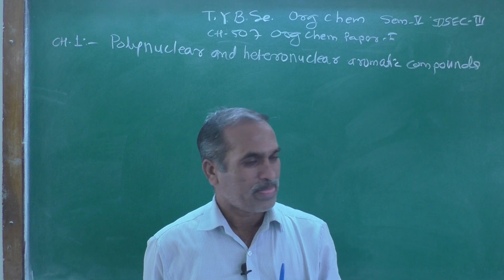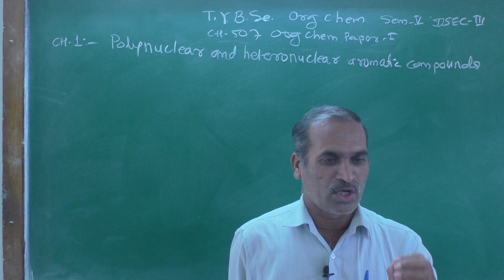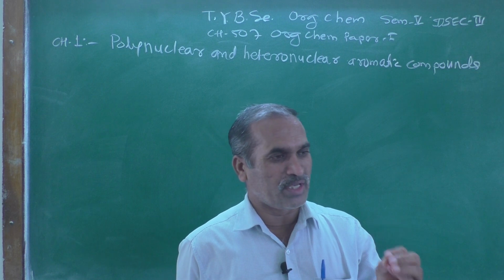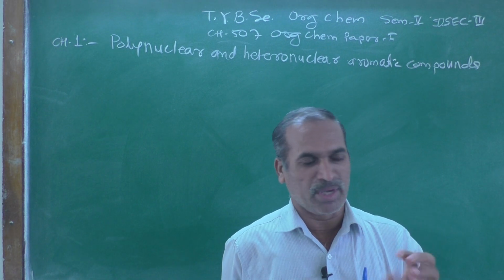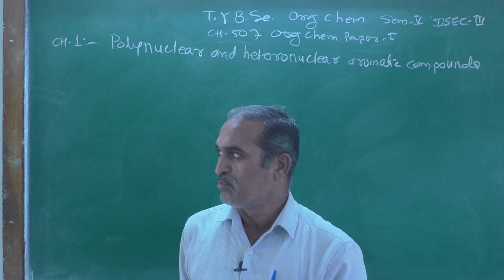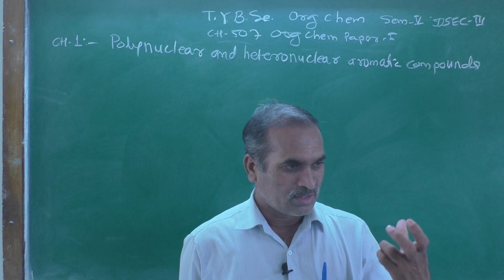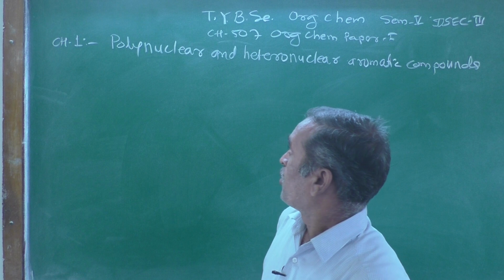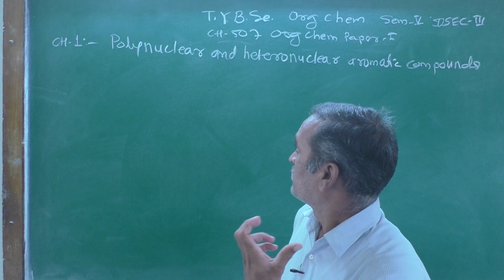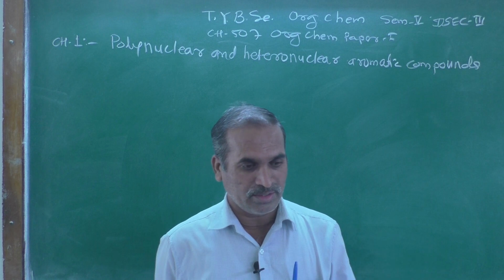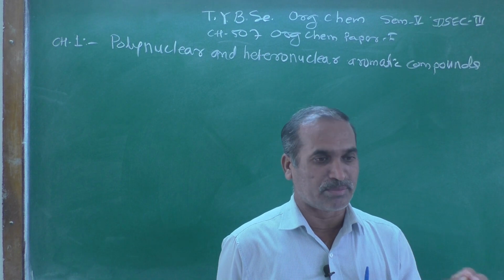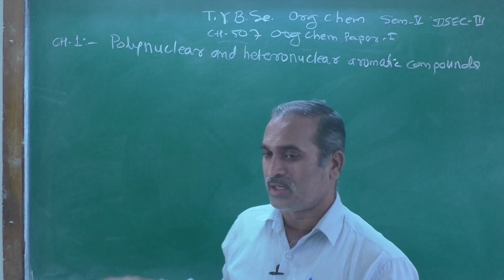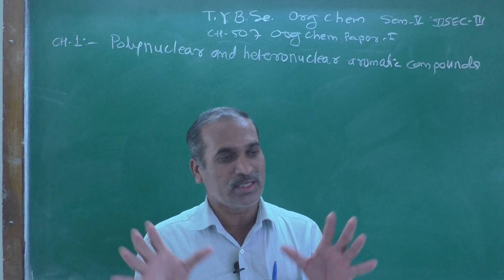The name itself suggests polynuclear. First of all, let me tell you the meaning of poly. Poly means many, and nuclear means nucleus of that particular polynuclear. Generally, in terms of cyclic compounds, they are polycyclic compounds, you can say. Either you say polynuclear, or you can just remember the word as polycyclic.